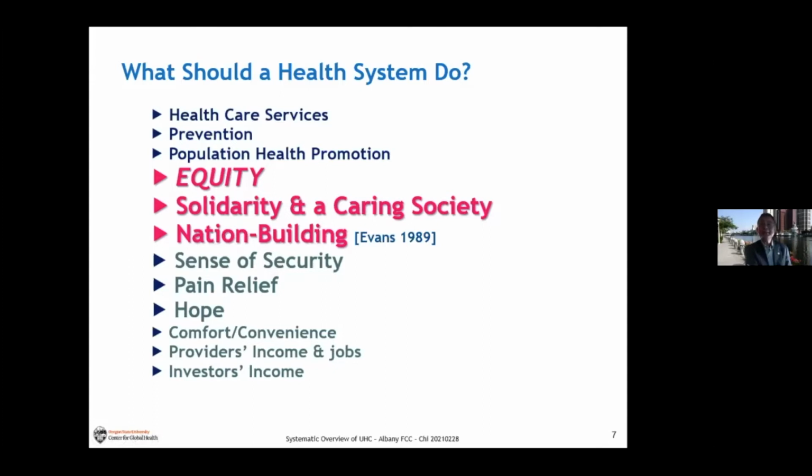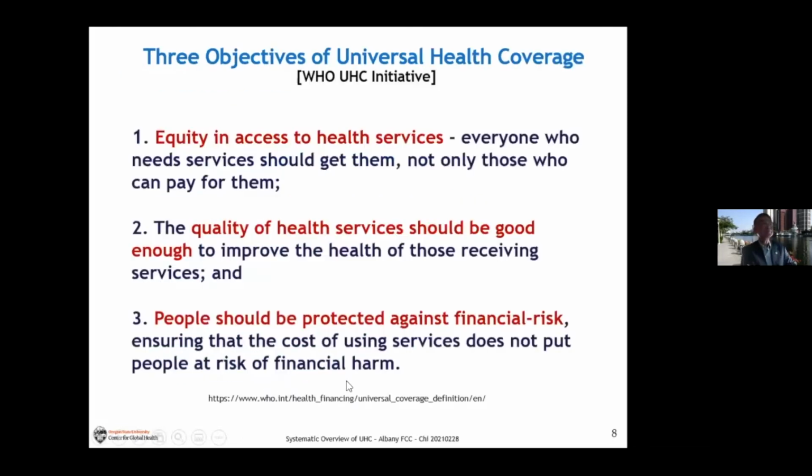And one of the big barriers in promoting universal healthcare in this country is focusing on here: the providers' income and job and investors' income. The WHO, since the beginning of this century, has been advocating universal health coverage, and that's the WHO terminology. They use that term, UHC. And it highlighted three major principles: equity in access to health services, quality of health services should be good enough, and people should be protected against financial risk. And anyone who is interested, you can go into more detail. There's lots of documents, lots of material and references on the WHO website.